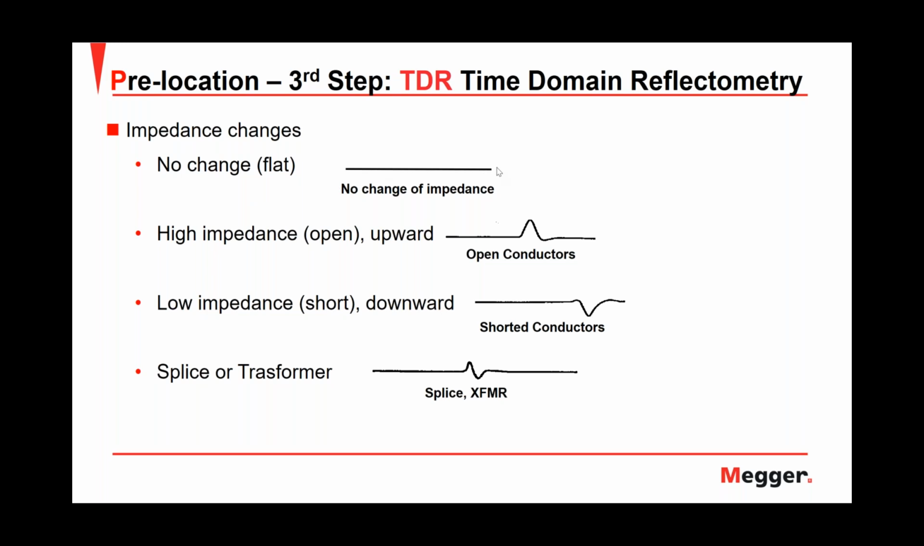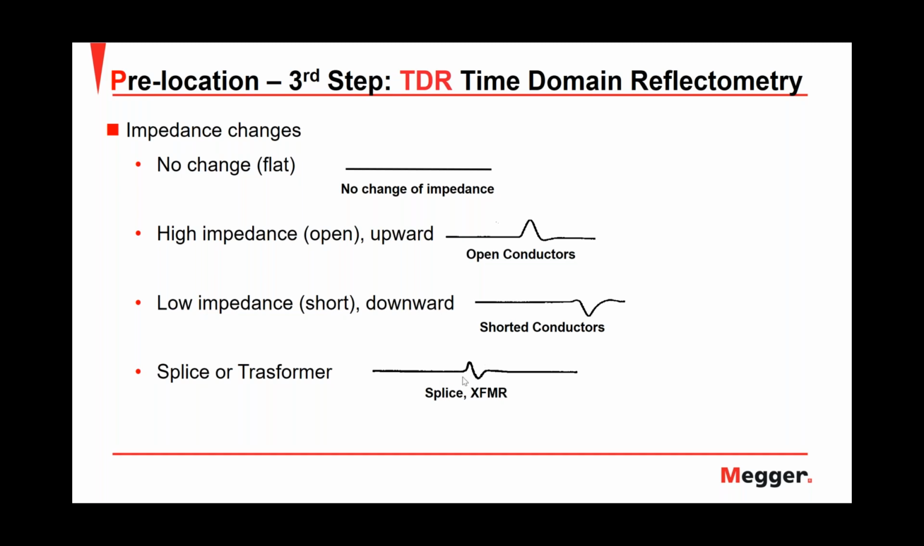If we have, for instance, a high impedance change, such as an open conductor at the end of a cable, we will see an upward blip, as you can see in this picture. If we have a low impedance change, for instance, a short between the center conductor and the concentric, we will have a downward blip. And if we have splices or transformers in the cable, what we will see is a characteristic reflection that is a combination of the previous two, in which we will have first an upward blip and then a downward one.